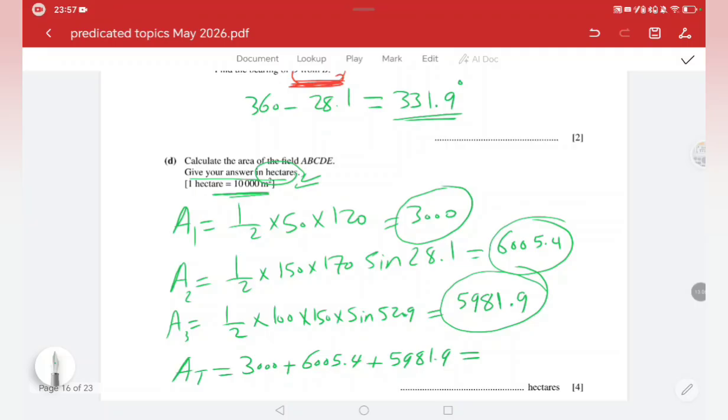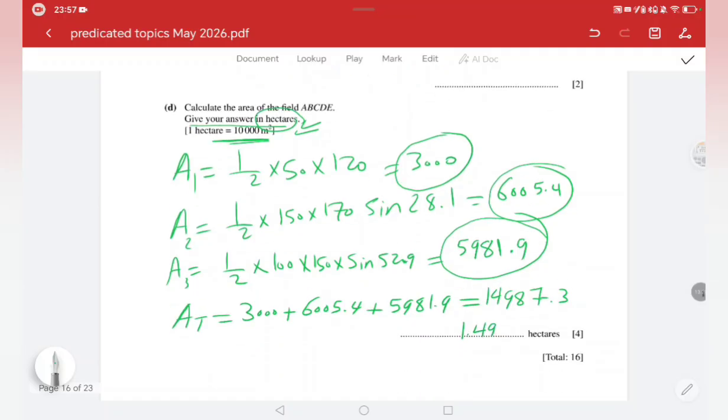6,005.4 plus 3,000. Okay, so the answer here is this one, 14. But we need to divide by what? By 10,000, to make it in hectares. So it will be 1.498.